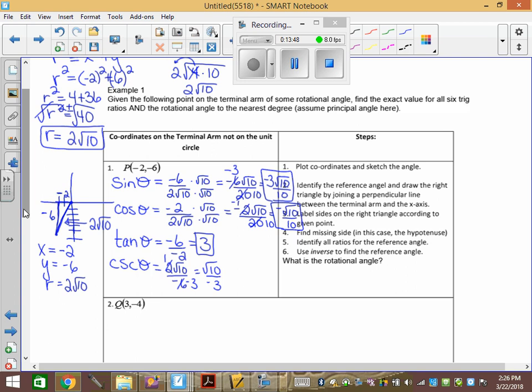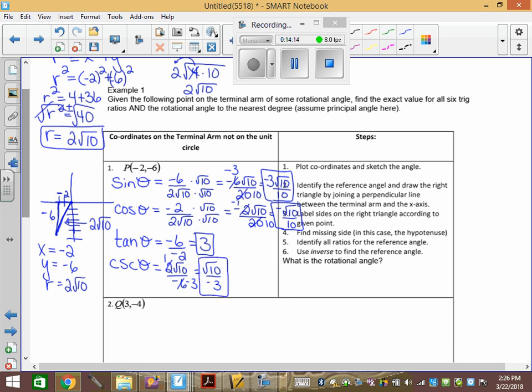Could I write that as negative root 10 over 3? Could I move the negative to the numerator? Yes. You can move the negative around. You just can only have one of them. So you can write it as negative root 10 over positive 3. You can write the negative completely in front and write root 10 over 3. And you can write the negative on the bottom. You can move that negative around, but you can only have one of them in the whole fraction.